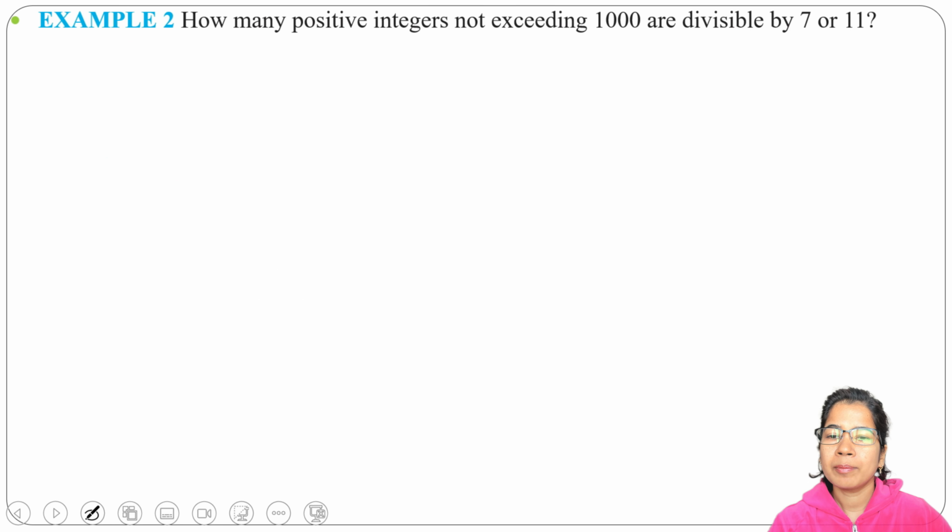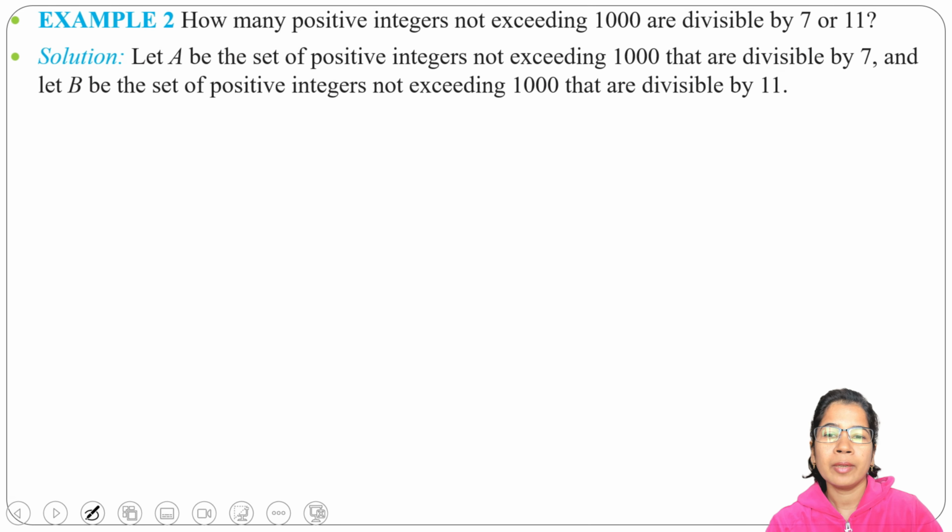Let's see another example. Example 2. How many positive integers not exceeding 1000 are divisible by 7 or 11? Not exceeding 1000 means it will be between 1 and 1000. Okay. So let A be the set of positive integers not exceeding 1000 that are divisible by 7. B are the positive integers up to 1000 that are divisible by 11. So the cardinality of A union B equals the cardinality of A plus the cardinality of B minus the cardinality of A intersection B.